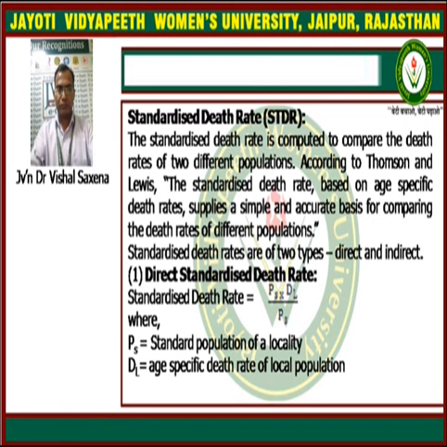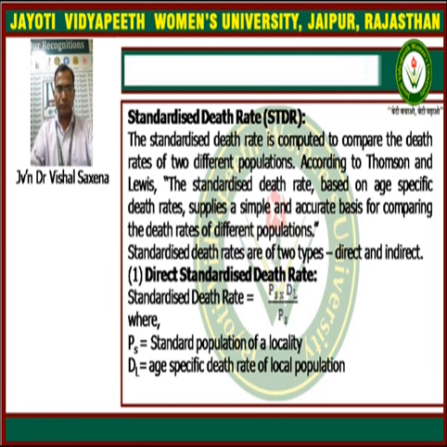So it means these statisticians Thomson and Lewis explained and defined this standardized death rate in their own words, that this rate is based on the age specific death rate, and it will supply a simple and accurate basis for the comparison of the death rates of the different populations. Now this standardized death rate can be divided into two different types, and these two different types are known as direct standardized death rate and the indirect standardized death rate.